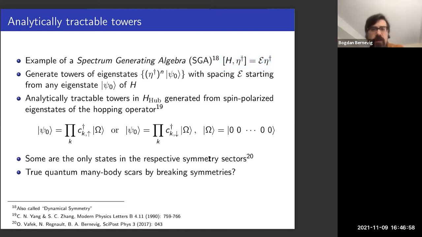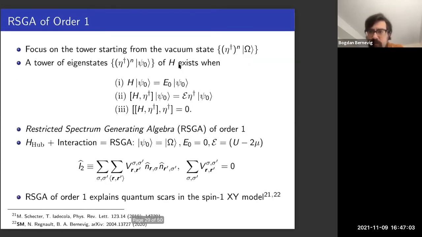So what is it? Well, it turns out that it's not a spectrum generating algebra, but it's a restricted spectrum generating algebra, which means the following. It basically means that you have the spectrum generating algebra property, but only when acting on one state. So, for example, you focus on some tower of eigenstates, and you ask which is this operator, eta or P in the AKLT state, to some power n acting on some state, be it the ground state or another state, and you can prove that the tower of eigenstates exists when the following things happen: psi zero is an eigenstate of the Hamiltonian. The commutator of H and eta gives you epsilon, some energy, times eta, but only when acting on this psi zero. And this is the case of the AKLT state. And the second commutator of eta vanishes.